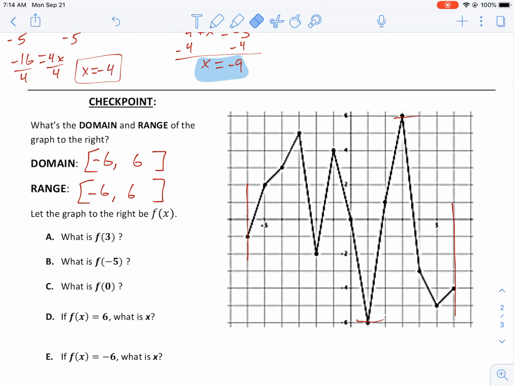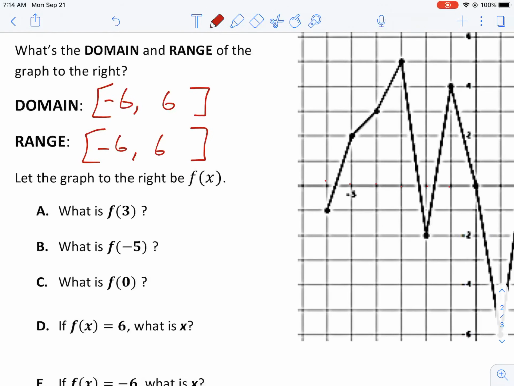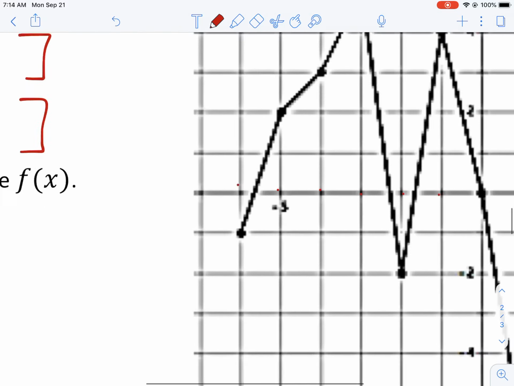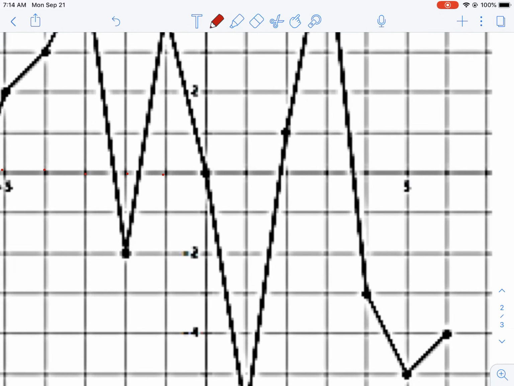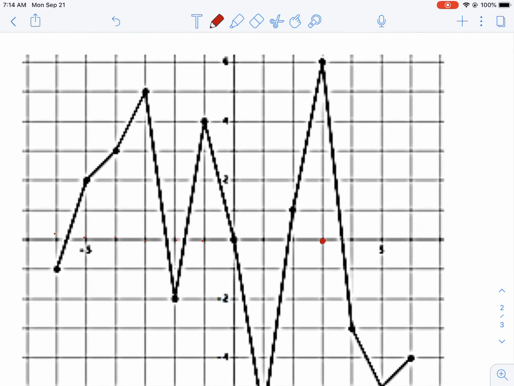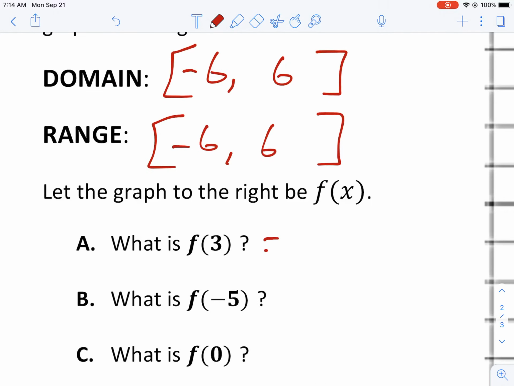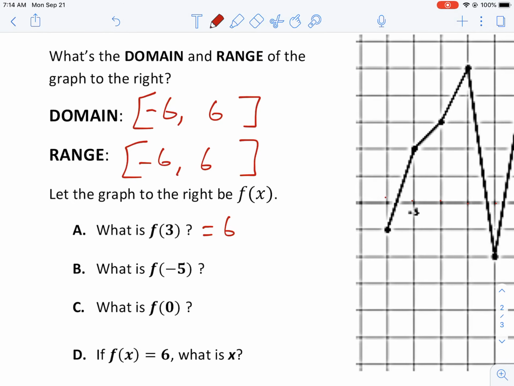Now, doing function notation with a graph, you have to know inputs and outputs. So this says, what is f of 3? Well, that means we're replacing x with 3. So we go to where x equals 3. That's this line, and we want to see where the graph touches that line. The graph touches that line up at this point right here. So this would be the point 3, 6. So when the input is 3, the output is 6. So we're just kind of checking that.